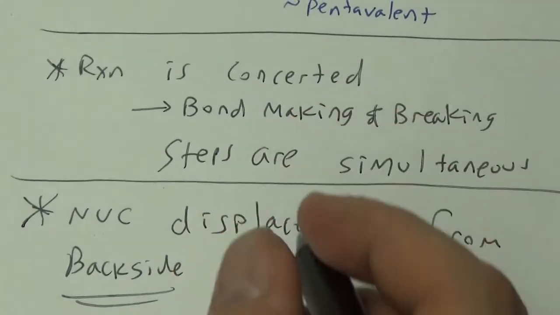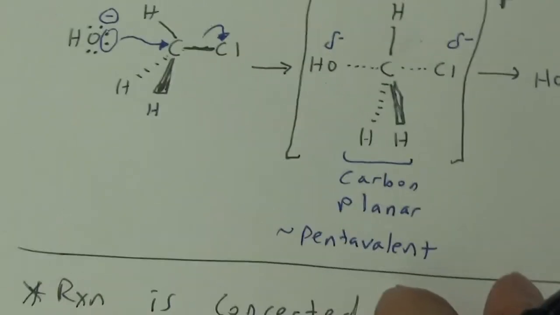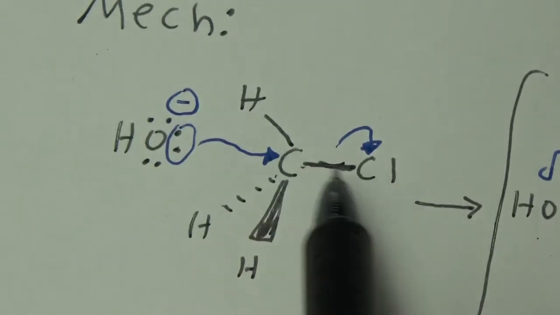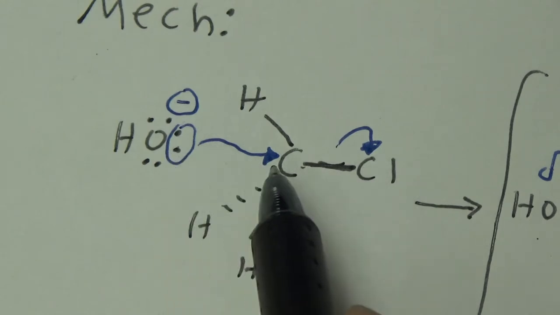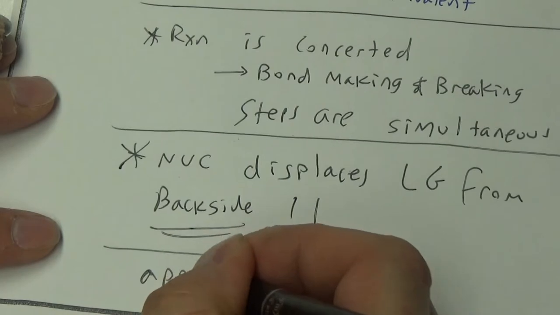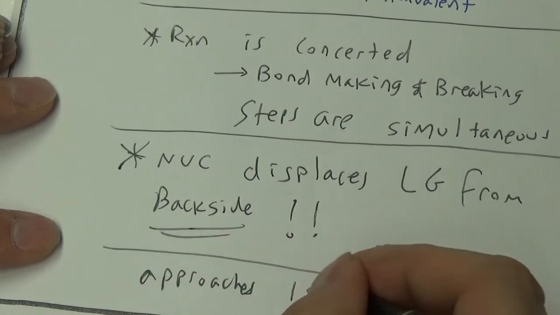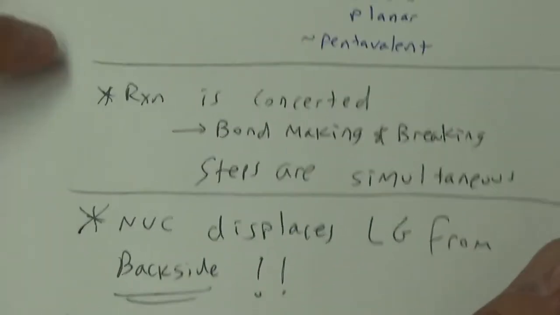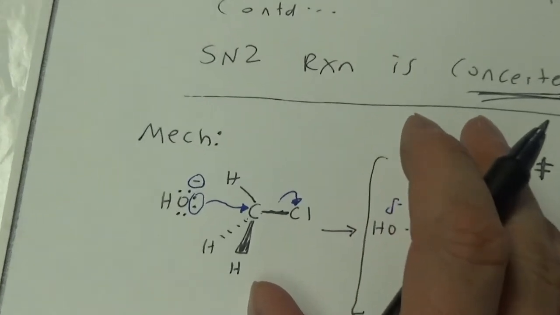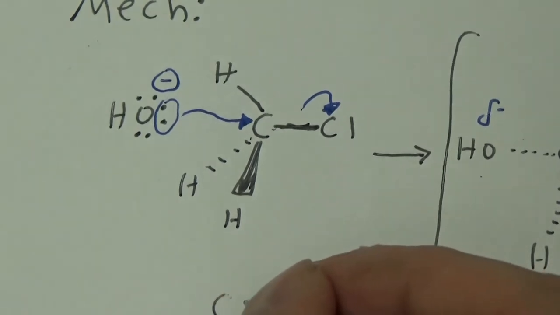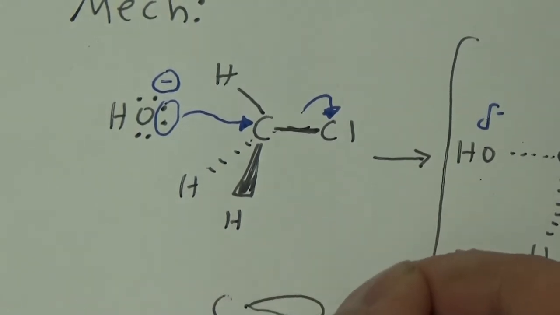Okay, and if we consider the angle where the hydroxide is attacking relative to the chloride, what is the angle? It looks like if it's from the back, that would be 180 degrees, right? So I'll say that too. Approaches 180 degrees from the leaving group. Okay. All right. As a little side note, when you think about the bonding of this thing, that's a sigma bond, right? It's kind of like you have a sigma bond to the chlorine.